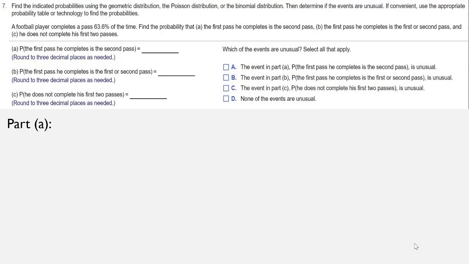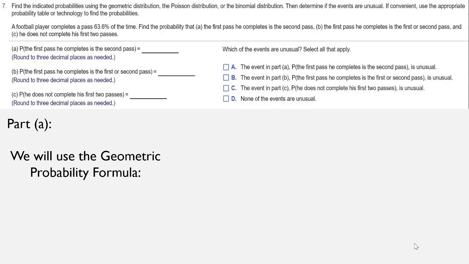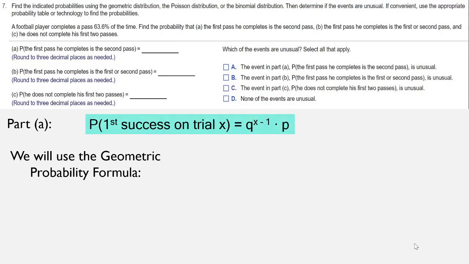Before we can do anything else, we have to decide what kind of a distribution this is. So for the quarterback, we're trying to figure out when his first successful pass is. When we look at the probability of first success, that tells us that this is the geometric probability distribution formula. With this formula, we need to know the value of P. Well, it says his completion percentage is 63.6%, so P will be 0.636.